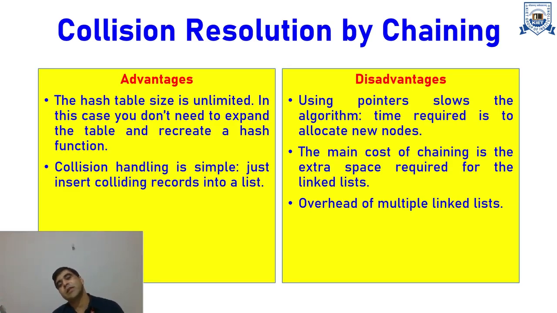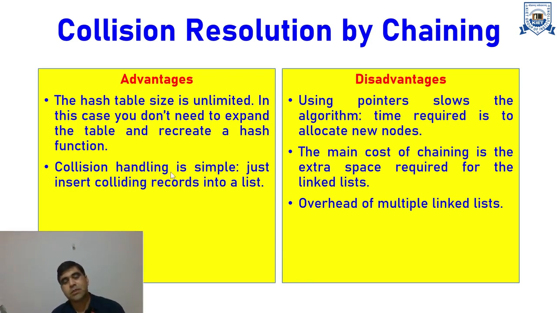And the disadvantages are that using pointers slows the algorithm, because of the time required to allocate new nodes, right? The second disadvantage is that the main cost of chaining is the extra memory required to store the addresses in the linked list, right? And the overhead of multiple linked lists. So many linked lists you need to maintain, right?